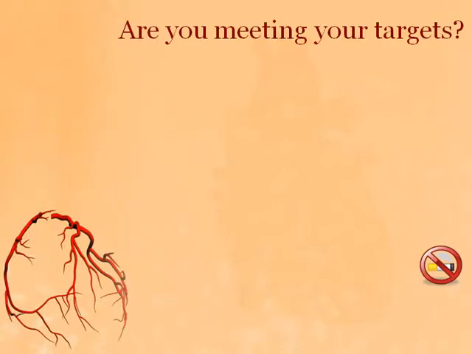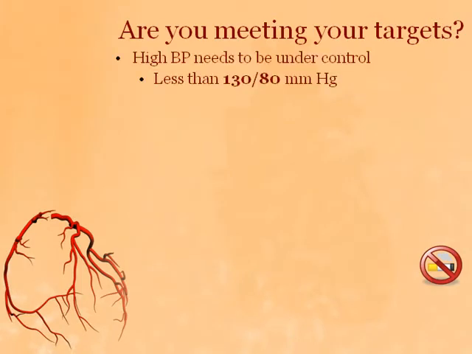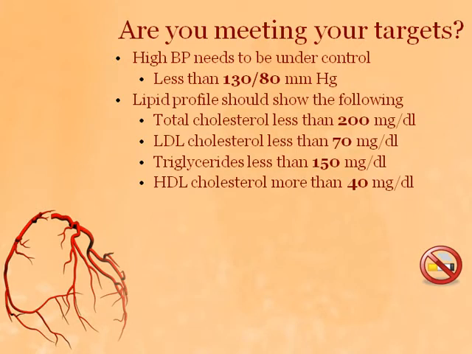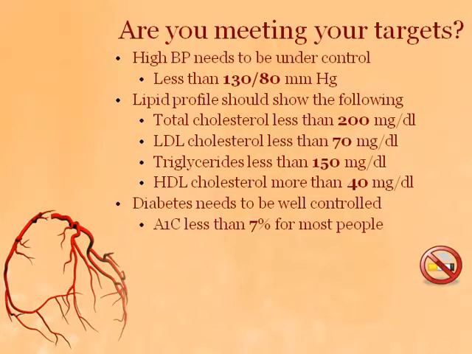Now I'd like to ask you a question. If you have had a heart attack, or if you have had a procedure such as an angioplasty or bypass surgery, are you meeting your targets? What are these targets? Your blood pressure needs to be under control, and that control number is 130/80 or less. Lipid profile should show the following numbers. Your total cholesterol should be less than 200, LDL cholesterol less than 70, triglycerides less than 150, and HDL cholesterol more than 40 milligrams per deciliter.